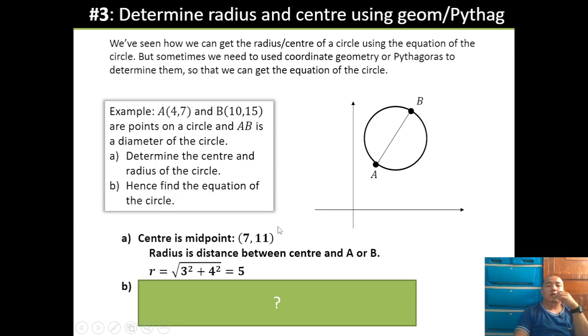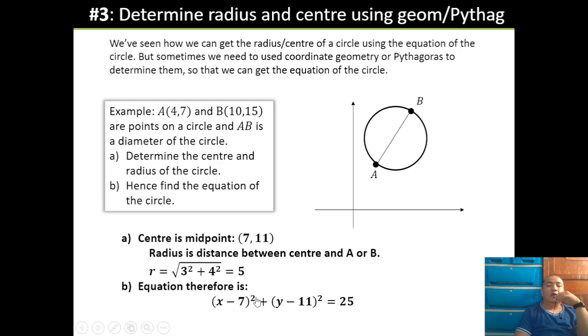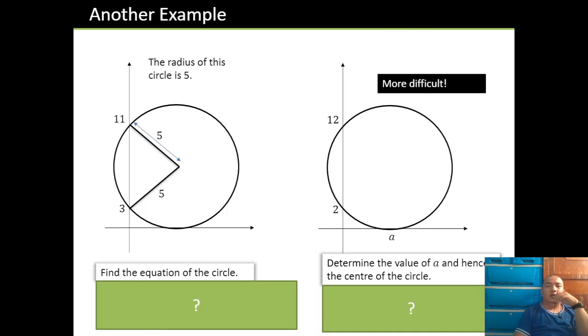The radius is the distance between the center and A or B. Since the center is (7, 11), find the distance between (7, 11) and A. So that's 5. The radius is 5, the center is (7, 11). Therefore, the equation is (x minus 7) squared plus (y minus 11) squared equals 25. Another example: the radius of the circle is 5. Find the equation of the circle.